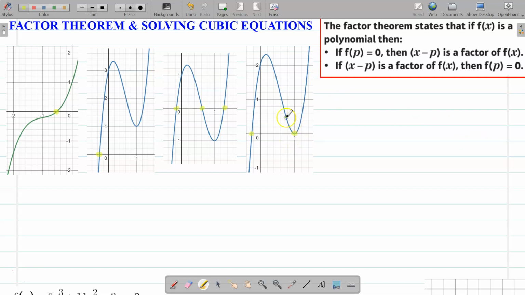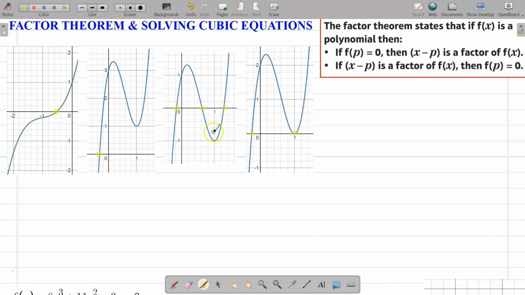Okay, so there we have 4 examples. These have an x cubed term that's positive, so the graph runs from bottom left to top right. If it started with a negative x cubed term, it would run from top left to bottom right.